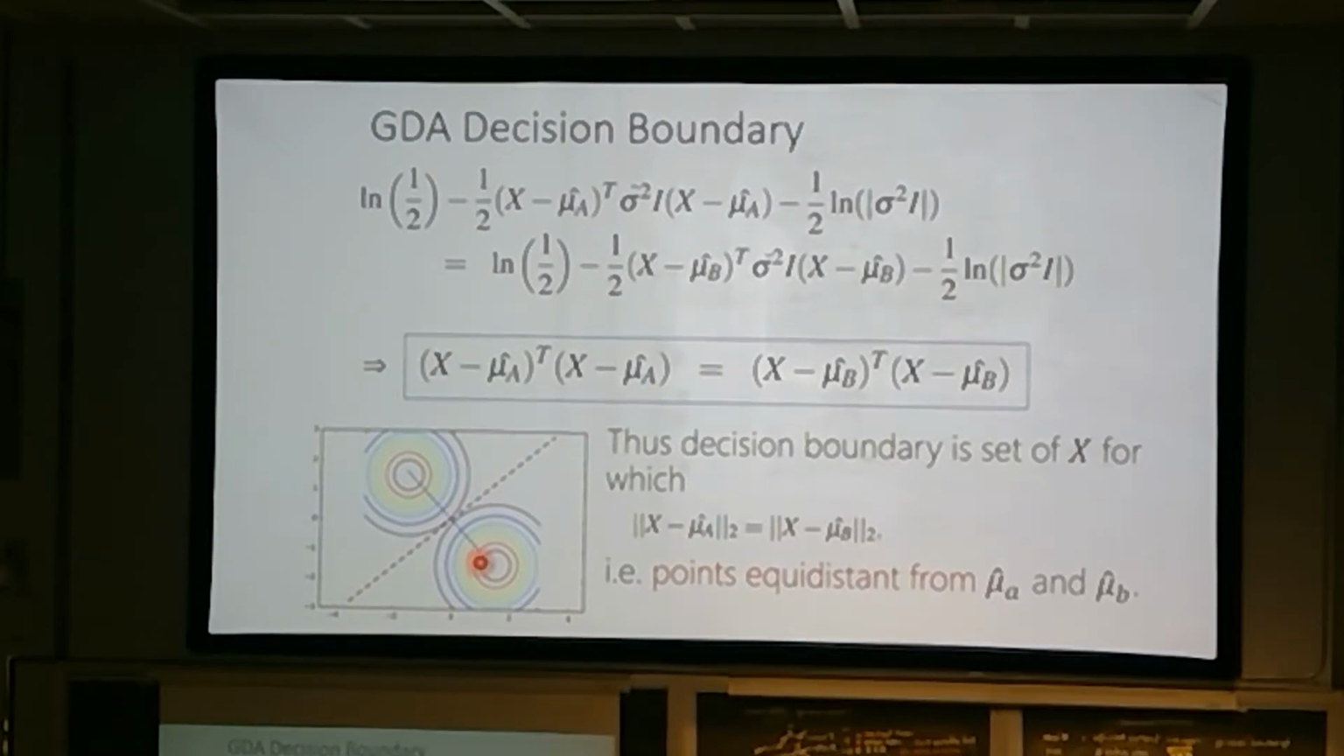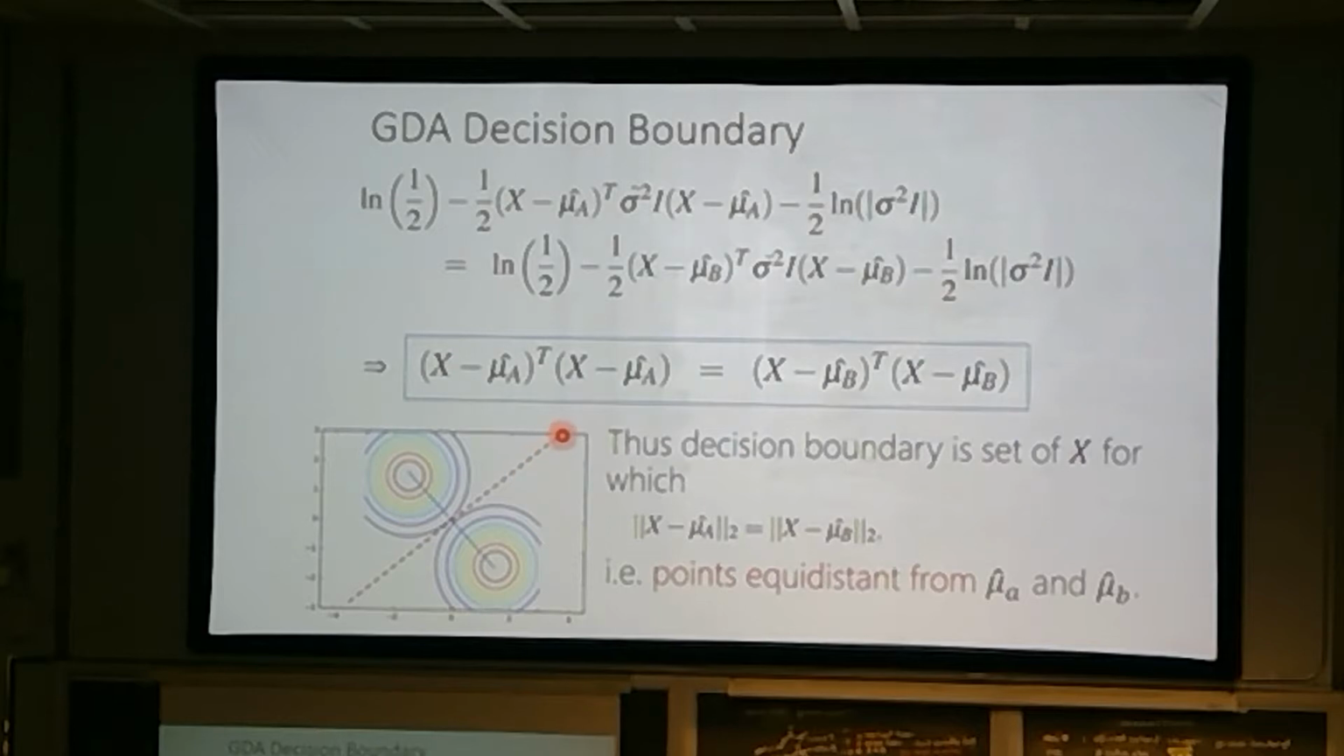The result, if you think it through, is that this entire line here is the decision boundary. All x's here satisfy the property that they're equidistant from the two means. This one is the same distance from these two means, but it's further away from the means than here, but these are all equidistant. So this actually has the same kind of decision boundary as you get with logistic regression. Does that make sense? Any questions?